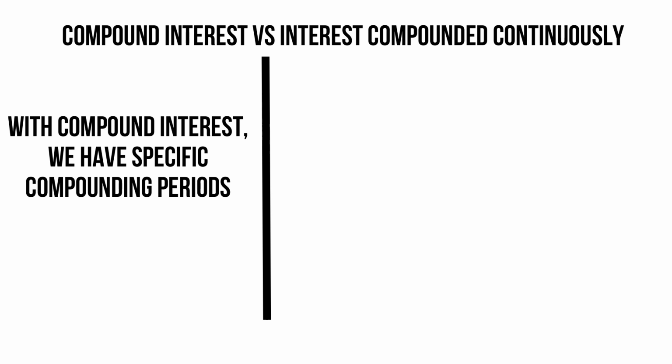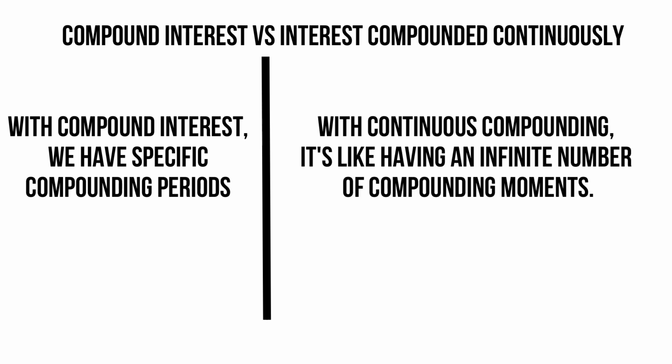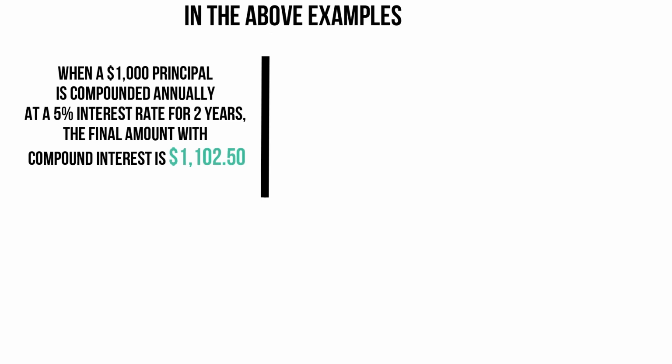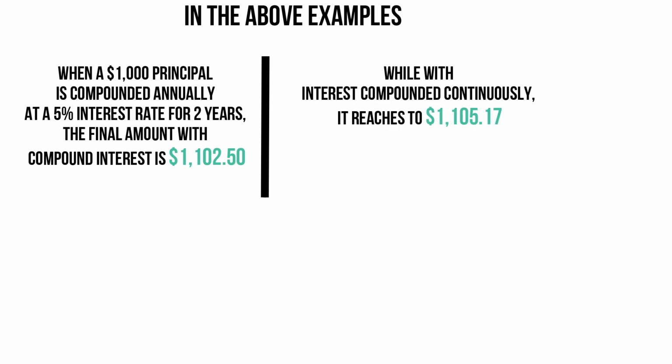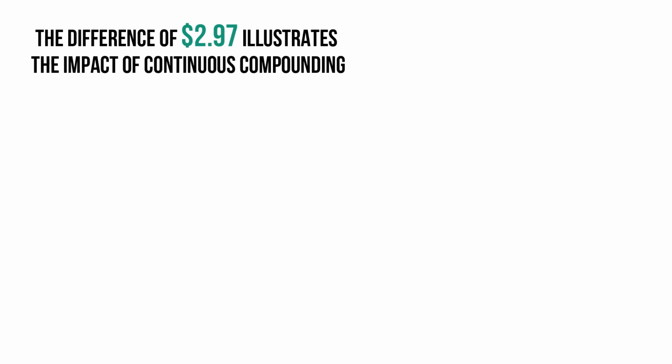The key difference between compound interest and interest compounded continuously lies in the frequency of compounding. With compound interest, we have specific compounding periods, but with continuous compounding, it's like having an infinite number of compounding moments. In the above example, when a $1,000 principal is compounded annually at a 5% interest rate for 2 years, the final amount with compound interest is $1,102.50, while with interest compounded continuously, it reaches $1,105.17. The difference of $2.97 illustrates the impact of continuous compounding.